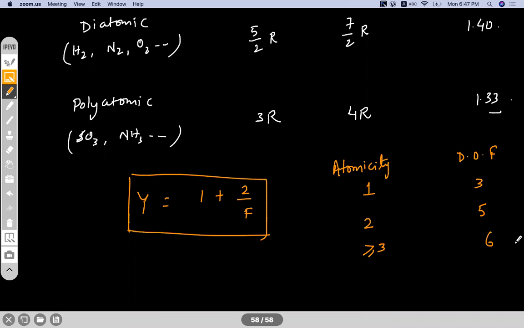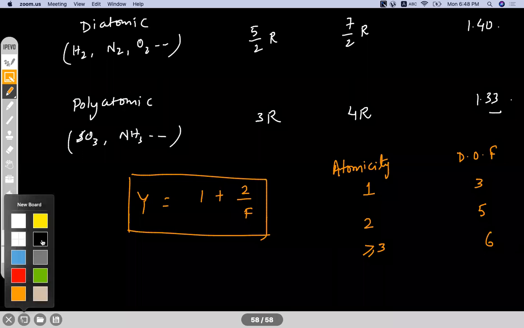One more law we have here, just the statement you need to know. You won't get any numerical question on this. And the name is zeroth law of thermodynamics.